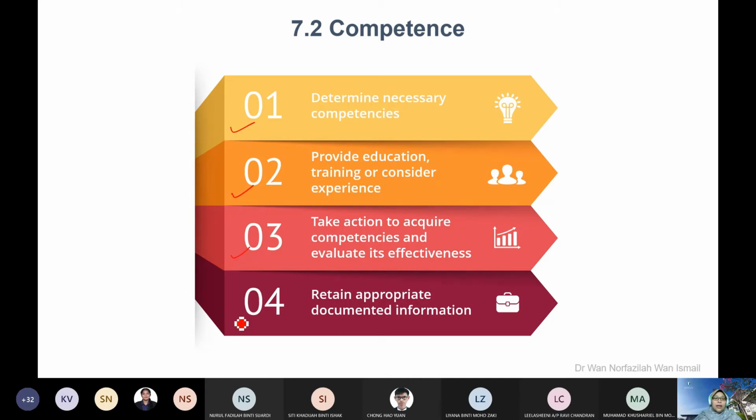third already done. The fourth one, requirement for 7.2 that the organisation should fulfill is to retain the appropriate documented information. Now we are going to look at retain. Just now on the scope, we were talking about maintain. For competencies, 7.2, we need to retain, which means we are talking about records, the ones that you cannot do any changes to. Can you give me an example of records for 7.2 competence?